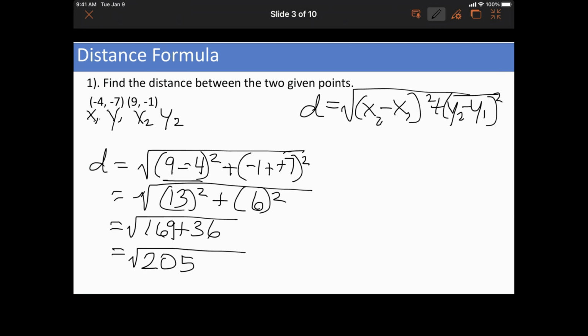Okay. I'm just going to double check my arithmetic. All right, and there it is. Now, it doesn't say to round, so this is my final answer: the square root of 205. I should double check to see if I can reduce that more, and I cannot. The factors are 5 and 41. Both of them are prime.